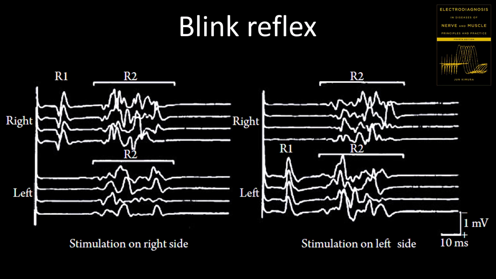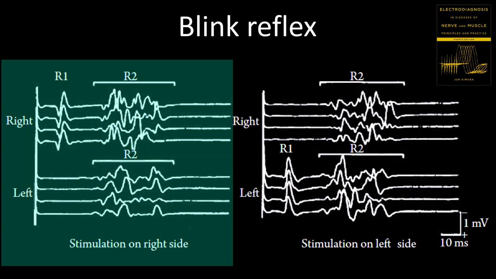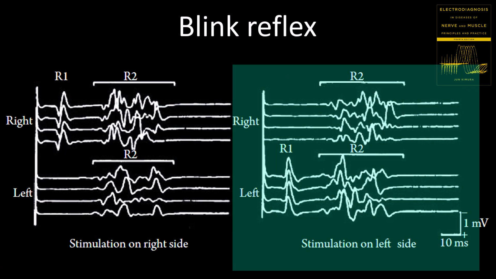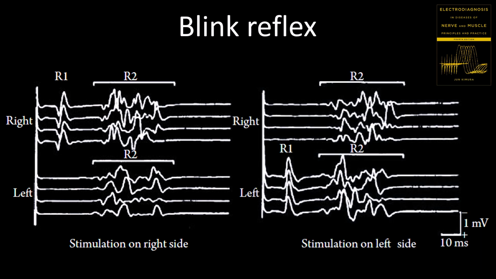The blink reflex consists of technically two studies. One recorded after stimulating a sensory trigeminal nerve on one side, let's say the right side, and the second study after stimulating the other side, in this case the left side. Both studies must be recorded simultaneously and under the same technical conditions because they are interpreted together. This is a normal blink reflex test.